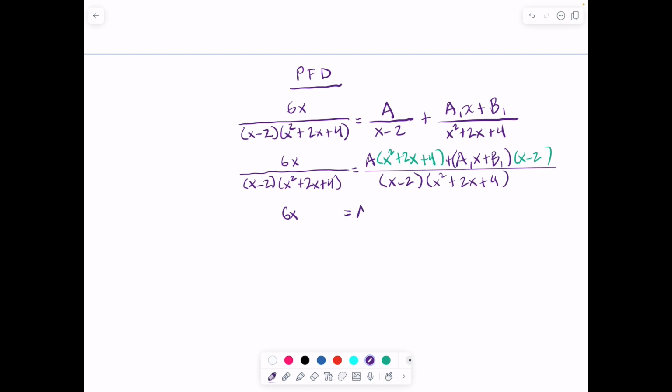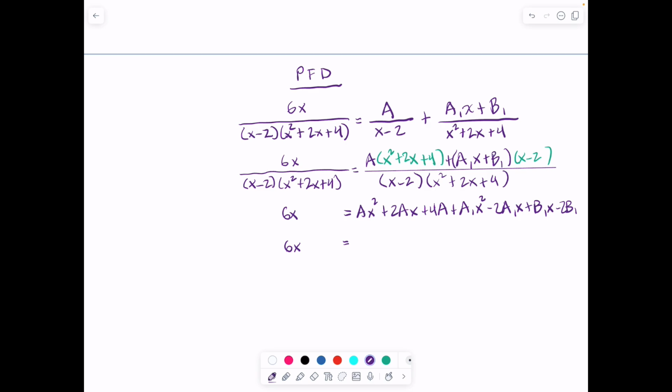So we have Ax squared plus 2Ax plus 4A, and then plus a1x squared minus 2a1x plus b1x minus 2b1. And then we will have 6x equals.